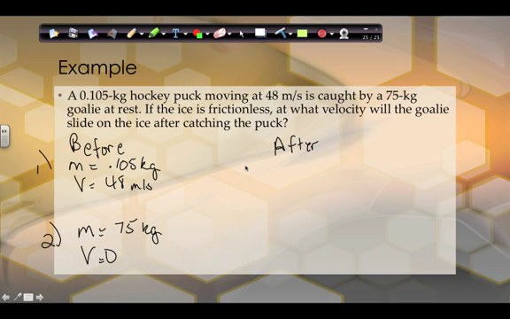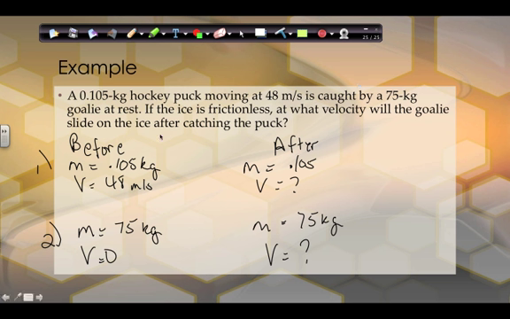Afterwards, the mass will still be the same for both objects, and the velocity is unknown. Since these two things are going to be moving together, you only have one final velocity. If a hockey puck is moving towards a goalie, ideally the goalie will have caught the puck, so they will be moving together.